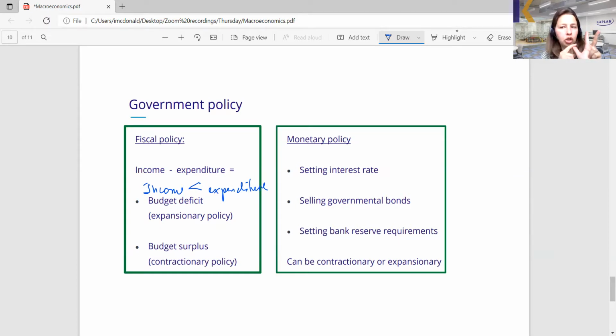So if consumers are not willing to spend, if companies are worried about investment, government could step in and spend more at this difficult time and therefore prop up the economy. So often budget deficit is used at the time of economic downturn, when consumer spending falls, when investment by firms falls, and therefore it's referred to as expansionary policy. It helps the economy to expand when things are a little bit tough.